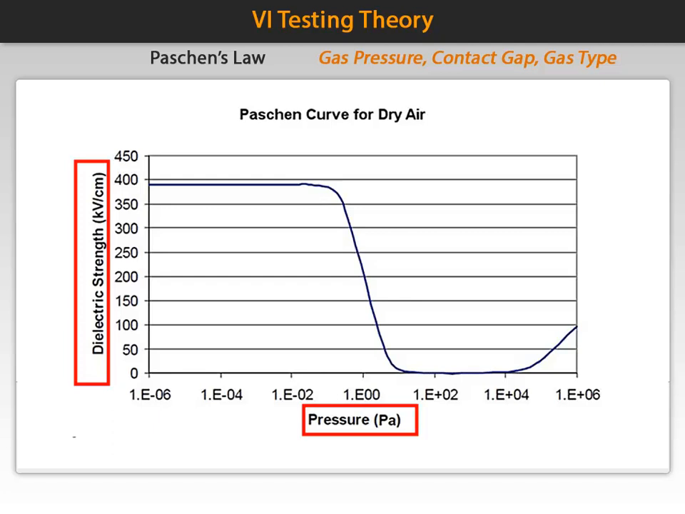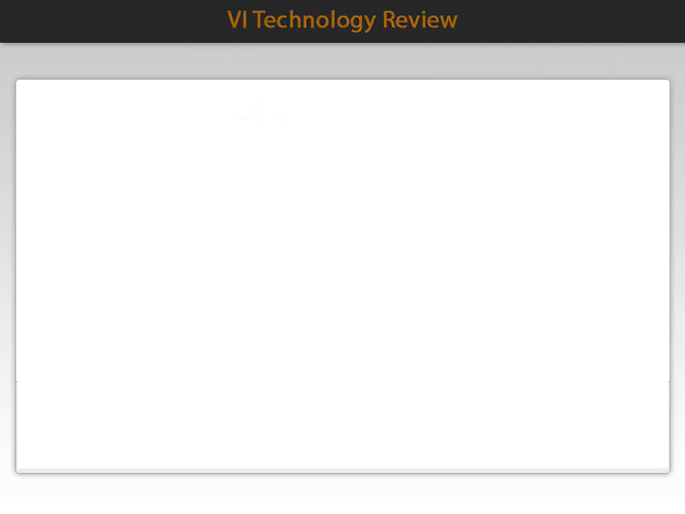The dielectric strength remains constant until the pressure starts to decrease, which will result in a failure of the vacuum interrupter. How does the vacuum technology work?